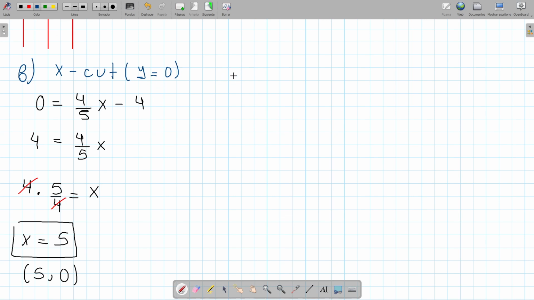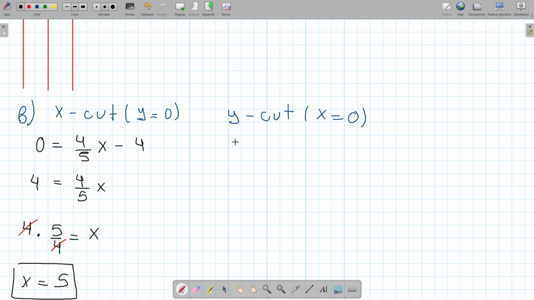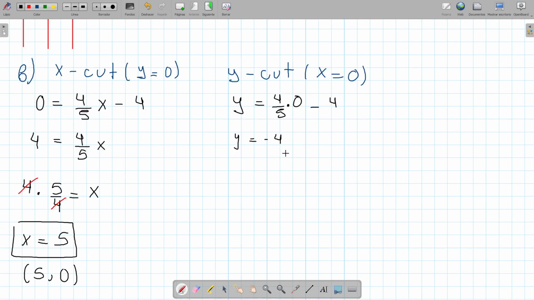If I want to find the y cut, I will do the opposite. Instead of making y equals 0, I will make x equals 0. Now that x equals 0, we will copy the formula. y equals 4 over 5x minus 4. But remember, x will be 0. So instead of writing x, I will write 0. 4 over 5 times 0 is 0. So we have y equals minus 4. As you can see, we already got the answer. When x equals 0, y will be minus 4.